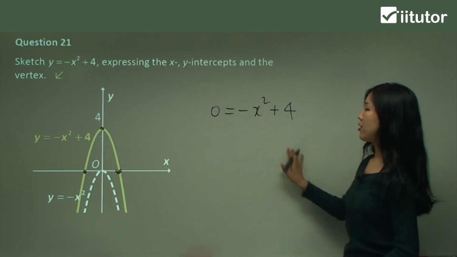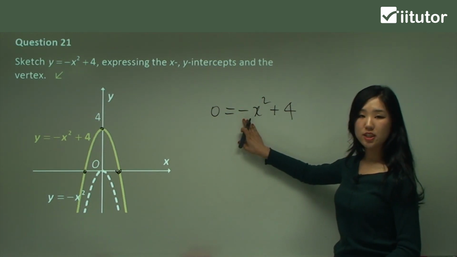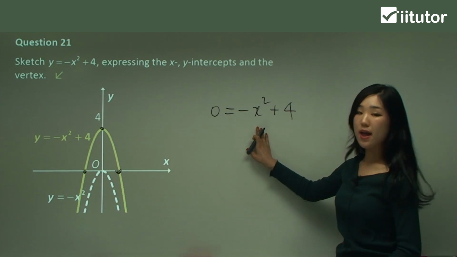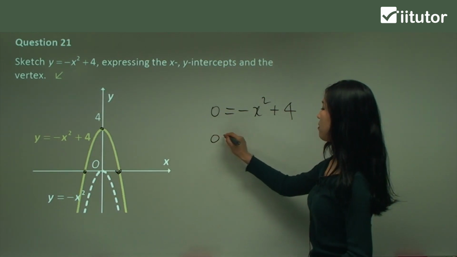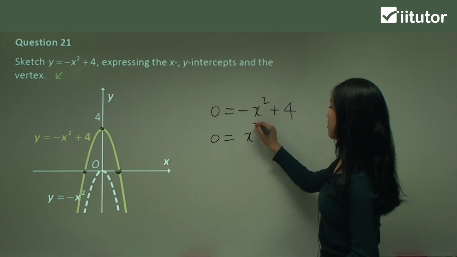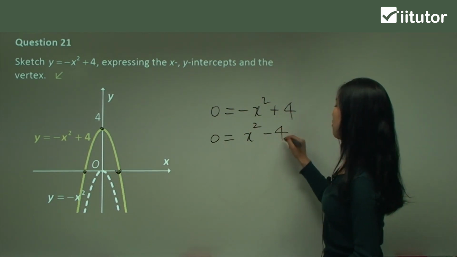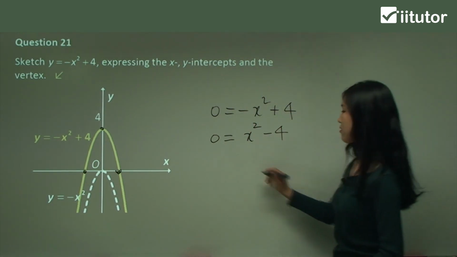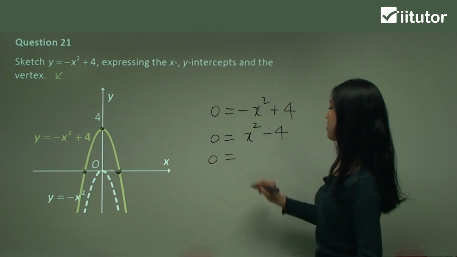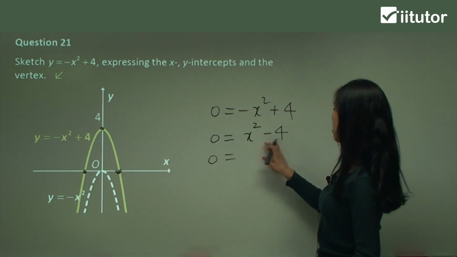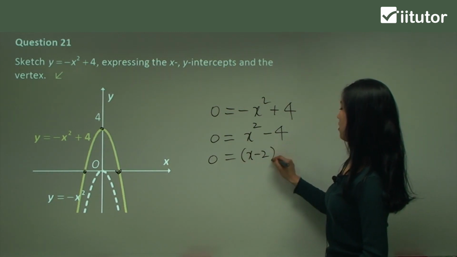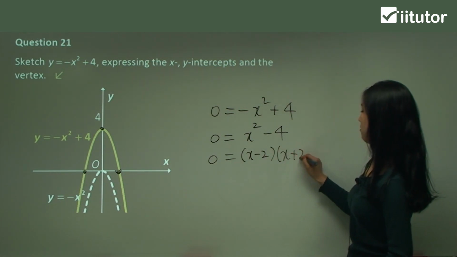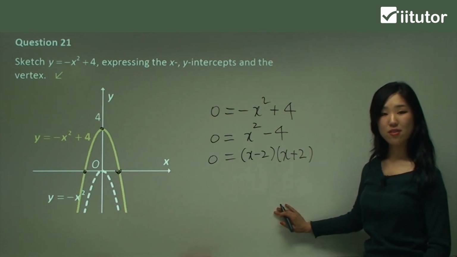Okay, now it's not a good idea to have a negative in front of your x squared. So I'm going to multiply everything by negative 1. So this still becomes 0. This becomes a positive x squared. This becomes a negative 4. Okay, so factorize it again, guys. This one is difference of 2 squares again. X squared minus 2 squared. So let's factorize it. X plus 2. Okay, so what are the values of x?